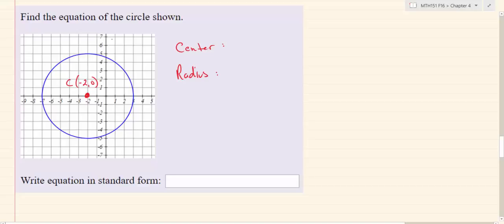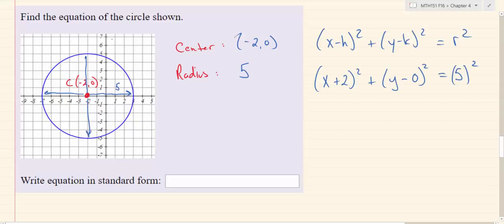And then the radius is going to be 1, 2, 3, 4, 5 units. And if I go down, it's 5 units. If I go to the left, it's 5 units, and if I go up, it's 5 units. So I'm going to say that the center is (−2, 0), and that the radius is 5. And that's your equation in standard format.